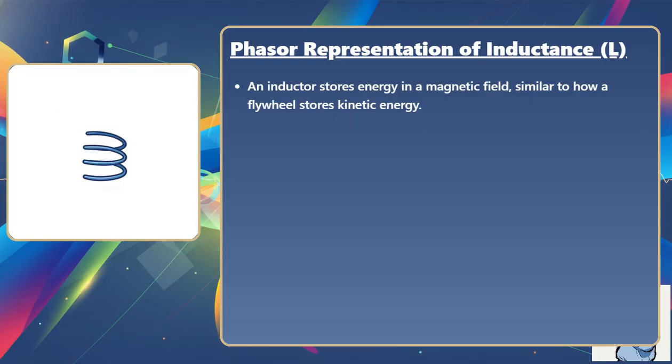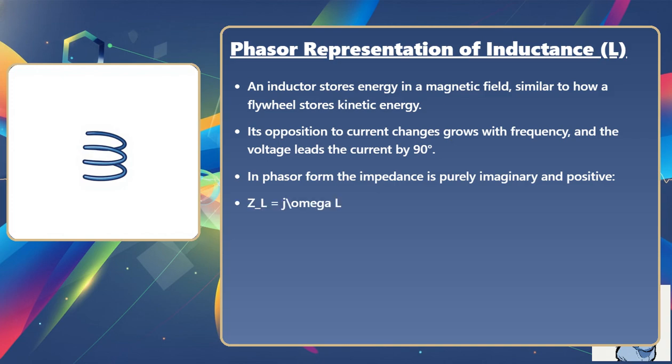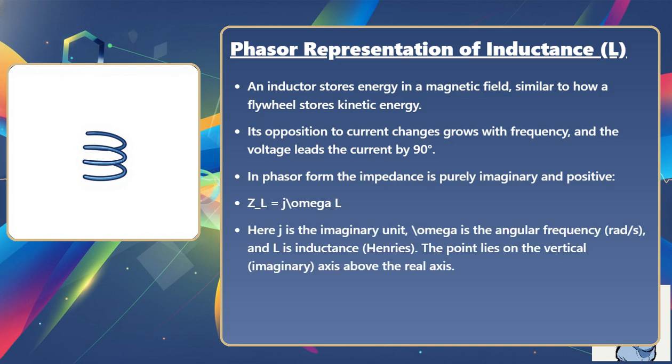An inductor stores energy in a magnetic field, similar to how a flywheel stores kinetic energy. Its opposition to current changes grows with frequency, and the voltage leads the current by 90 degrees. In phasor form, the impedance is purely imaginary and positive. Z sub L equals j omega L. Here j is the imaginary unit, omega is the angular frequency in radians per second, and L is inductance in henries. The point lies on the vertical imaginary axis above the real axis.